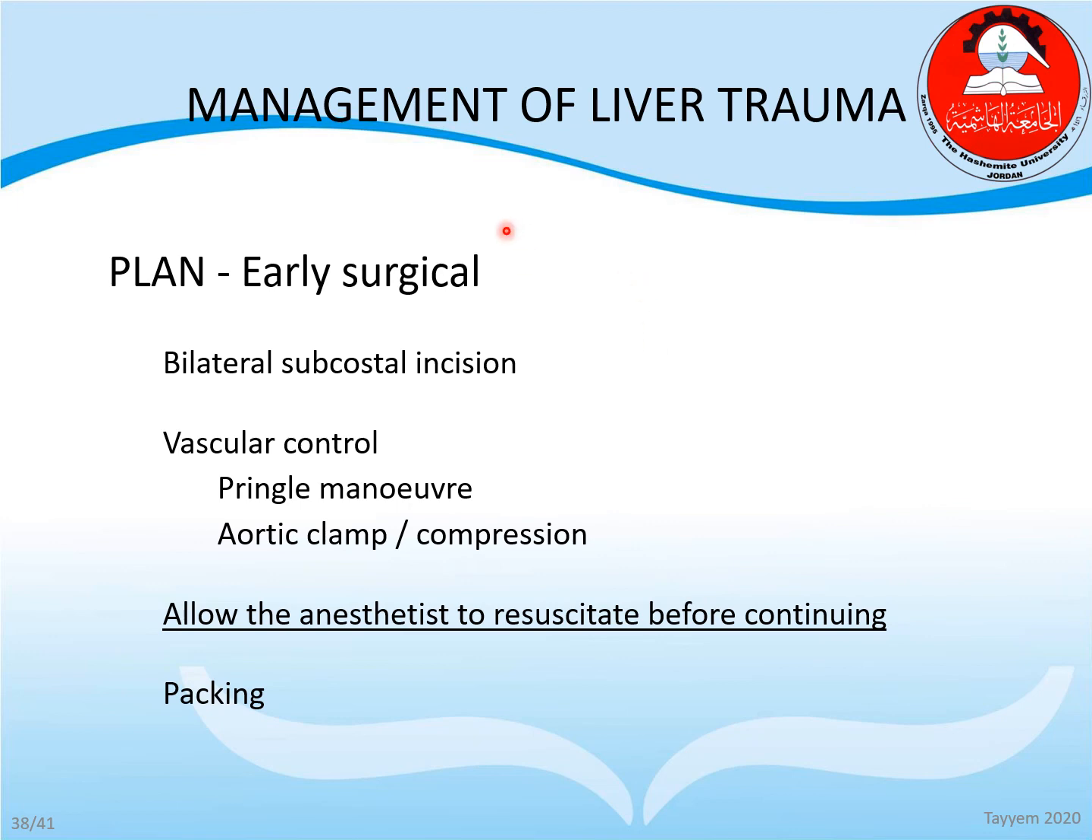If you are planning to do a surgical intervention in a patient with liver injury, plan it early and do a generous bilateral subcostal incision. The vascular control is by doing initially a Pringle maneuver or aortic clamp to reduce the blood flow to the liver. Always allow the anesthetist to resuscitate before taking the patient to theater. Packing is a very good way to control the bleeding as well.